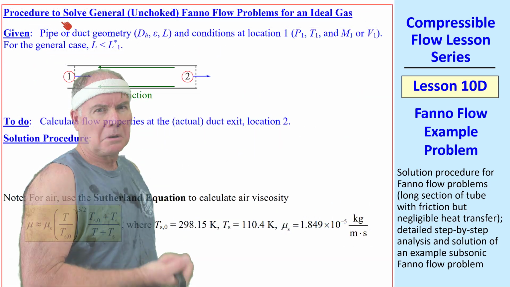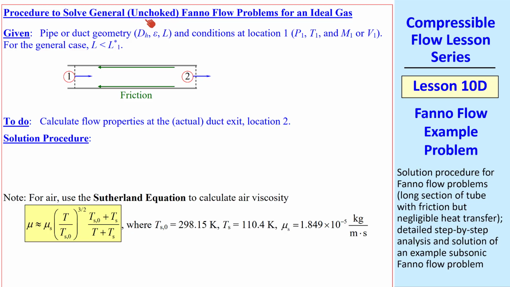Now let's discuss the procedure to solve general unchoked Fanno flow problems. And as usual, we limit our discussion to an ideal gas. In this problem, we're given hydraulic diameter, roughness epsilon, pipe length L, which is the actual length of the pipe from 1 to 2. Plus we know appropriate conditions at state 1, P1, T1, and either M1 or V1. And we'll assume that L is less than L star 1, so this is not choked here.